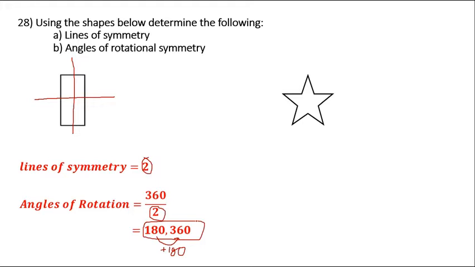Okay, now the next one. Okay, so lines of symmetry here. So I have one line here. Okay, one line here. That's 2. And that's 3. And then last one, 4. And then 5. So I have 5 lines of symmetry.